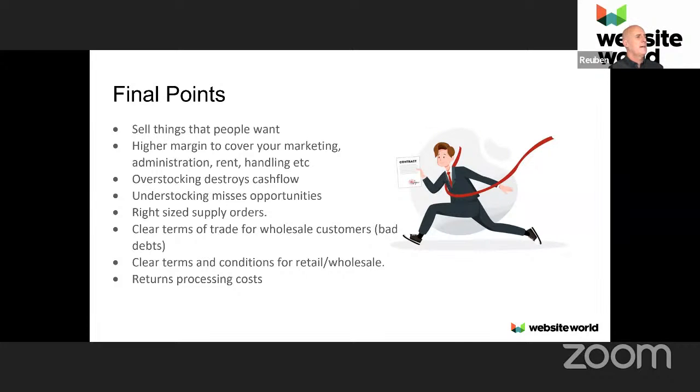You definitely need a higher margin to cover your marketing, administration, rent, handling. A lot of people just think, oh, this product that is available in retail is too expensive and I can get it cheaper, so I'm going to sell it at a margin. I'm going to make a profit. That'll be good. But your margins need to cover all of these other things like marketing and rent, your accounting costs, everything. You need to have good margins on your products.